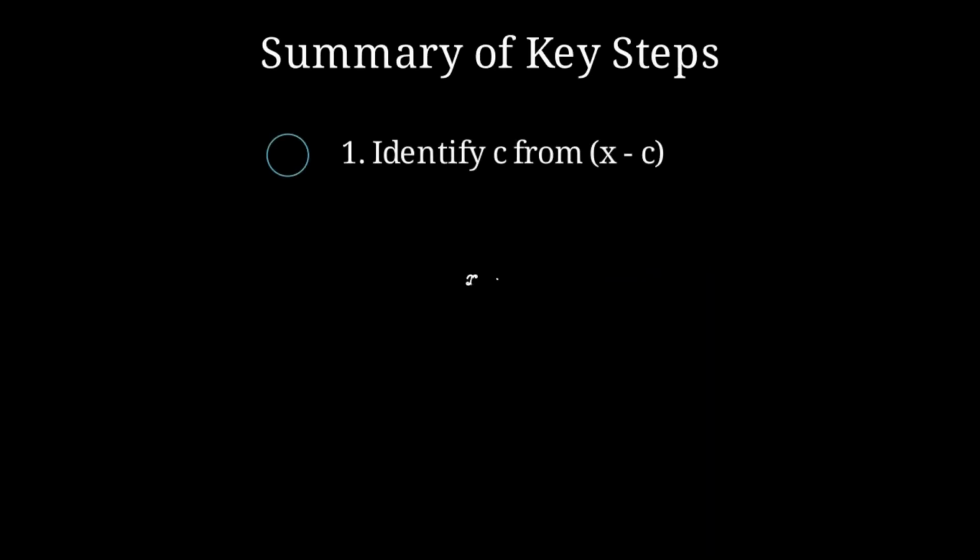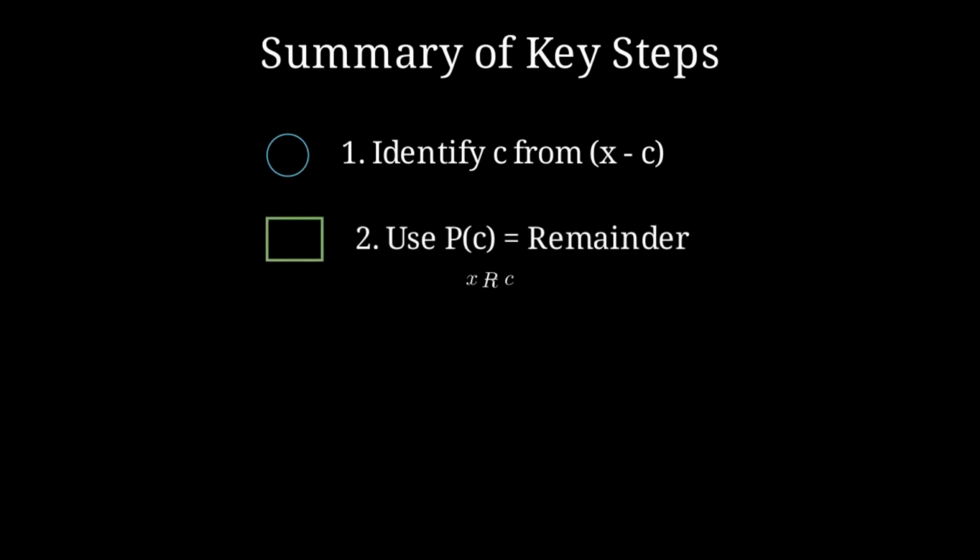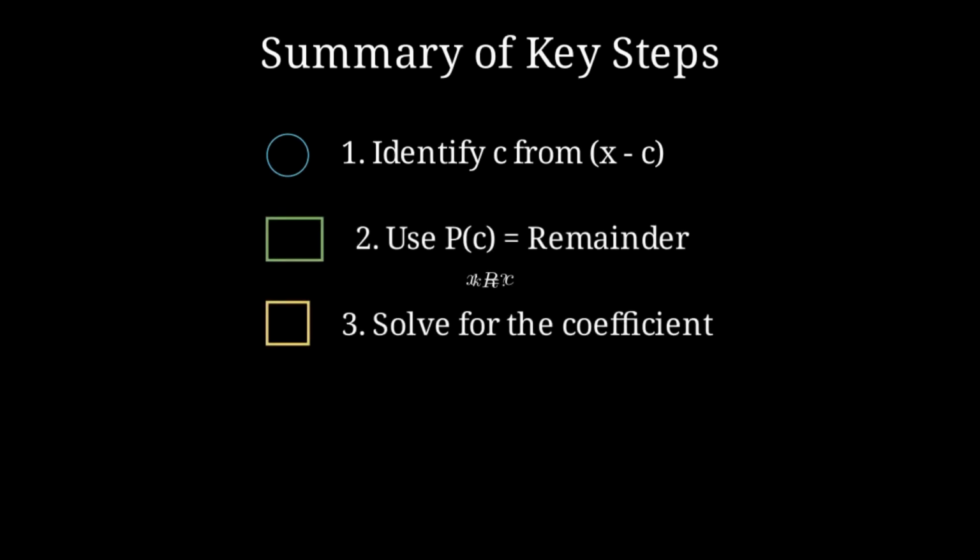To recap, always identify your c value first, set up your p(c) equation using the given remainder, solve for the unknown coefficient, and whenever possible, use a graph to verify that the point exists on the curve.